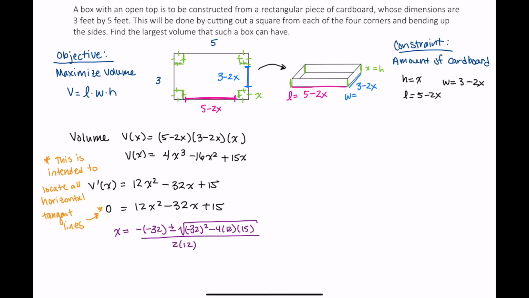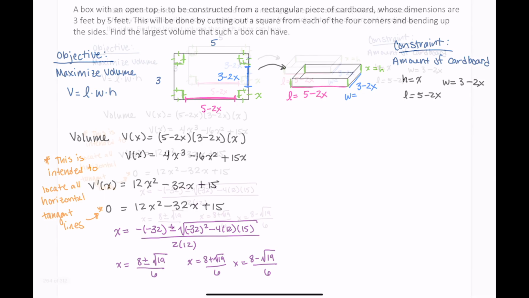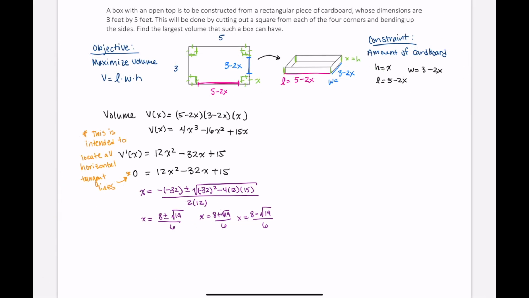Okay, you should have paused your video, and you end up with x equals 8 plus or minus the square root of 19 over 6. So x equals (8 plus root 19) over 6, and x equals (8 minus the square root of 19) divided by 6. As you can see, I just shifted the screen a little, just to make more space.